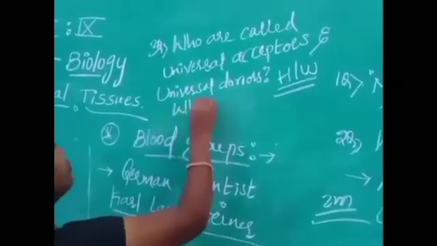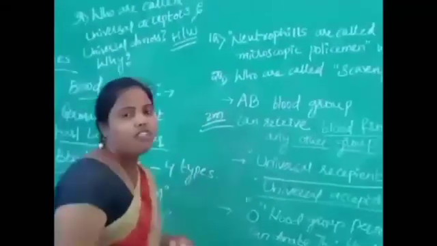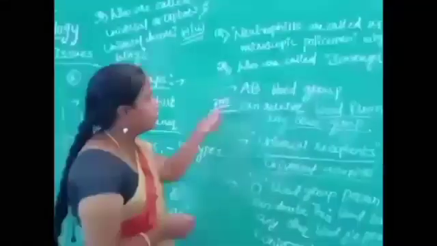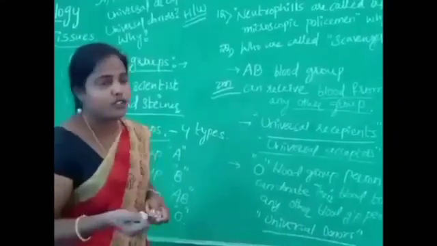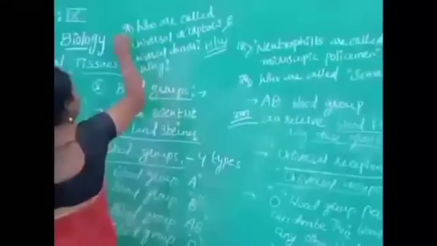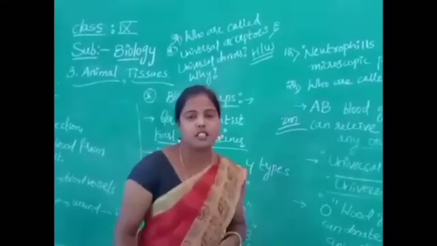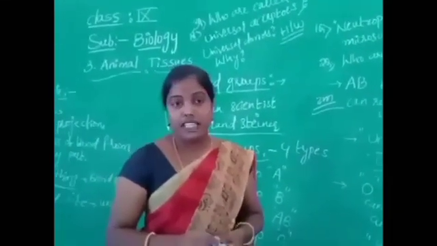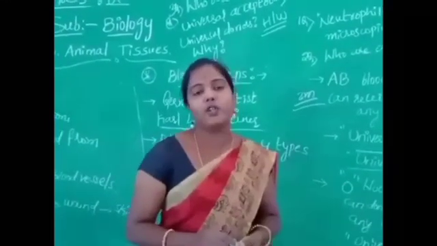And why? Children, what is the first very important question? Neutrophils are also called microscopic policemen. Why? What is the second question? Who are called scavengers and why are they called scavengers? Third question, very important 2 marks. Who are called universal acceptors and who are called universal donors? Then why? This is your homework, 3 questions.